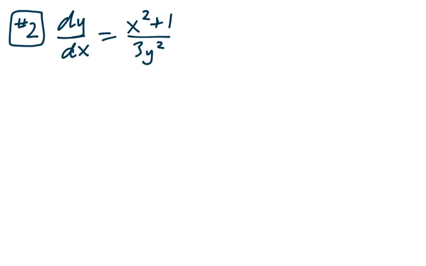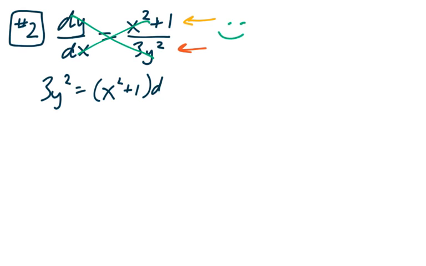All right, I'm going to double check right now. The x function is up on top. The y function is on bottom. I am happy. So cross multiply. 3y squared dy equals x squared plus 1 dx. The y's are on one side, x is on the other. I'm ready to anti-derive. Okay, here we go.